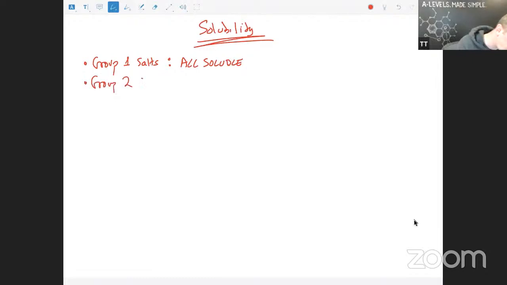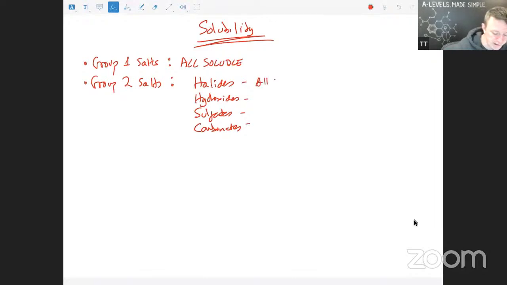Group two salts, there are some rules. Okay. We need to talk about group two halides. We need to talk about group two hydroxides. We need to talk about sulfates and we need to talk about carbonates. So, group two halides, all soluble. Group two hydroxides, as you go down the group, they get more soluble. Okay, it's really important. As you go down the group, they get more soluble. So solubility gets higher. So hydroxides increase down the group.